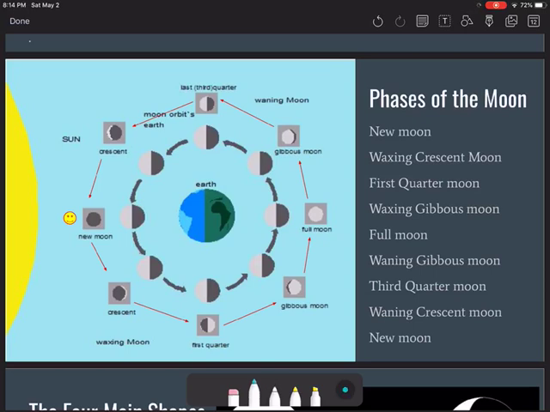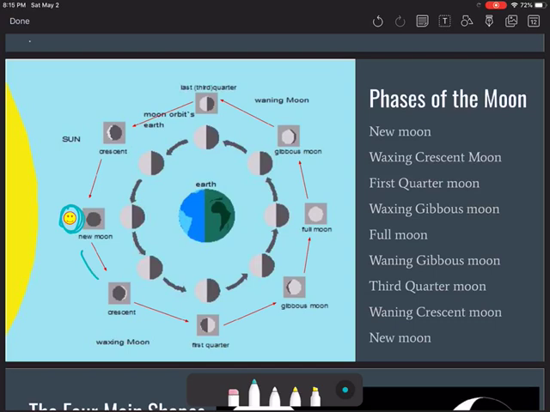So we have these different phases here. We have the new moon, and we can see the new moon over here. The new moon is when we don't see any of that light. So from Earth's perspective, we don't see the moon at all because the back half of the moon is receiving all that light, but our side that we can see from Earth is not receiving any. So that's the new moon.